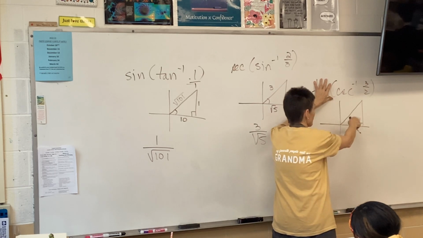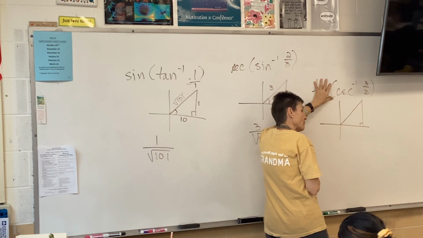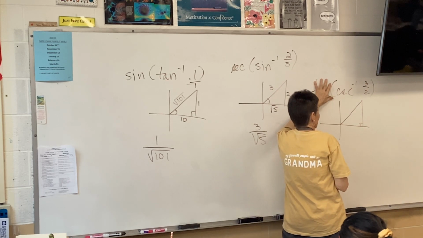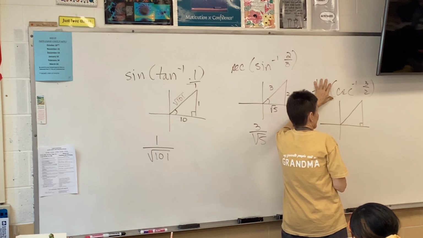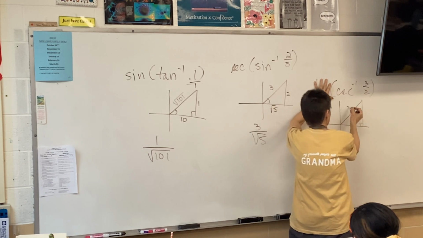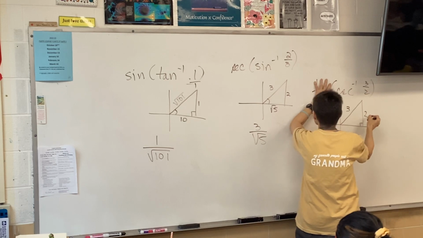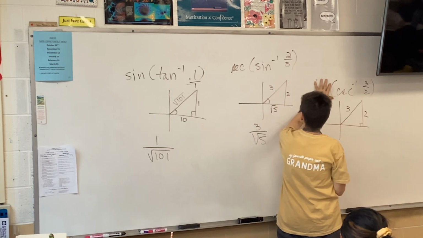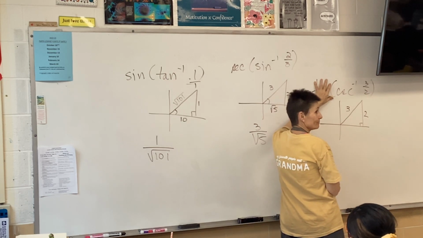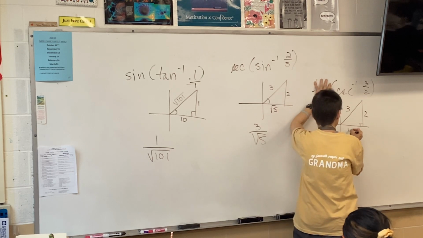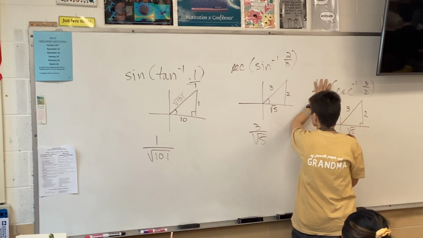All right, tell me about this triangle now. Where do I put the 3? Where do I put the 2? It's hypotenuse. 3 is hypotenuse. Opposite is 2. And this side is, once again, root 5.